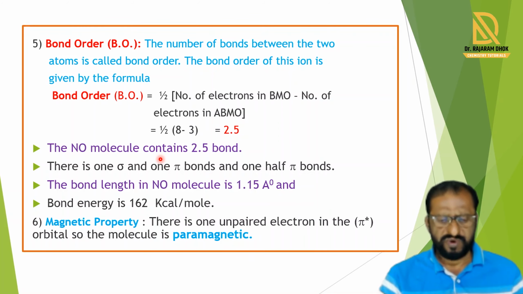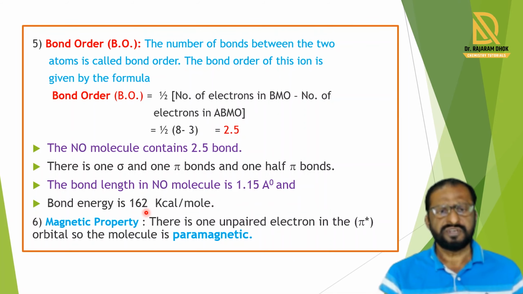In that 2.5 bonds, one bond is a sigma bond, one bond is a pi bond, and the half bond is also a pi bond. This means there are two pi bonds, of which one is a full pi bond and one is a half pi bond. The strength of that half pi bond is half that of an ordinary pi bond. And so the total bond order of this NO molecule is 2.5. The bond length of the NO molecule is 1.15 angstrom and the bond energy is 162 kilocalories per mole.